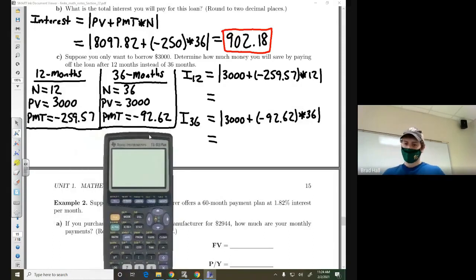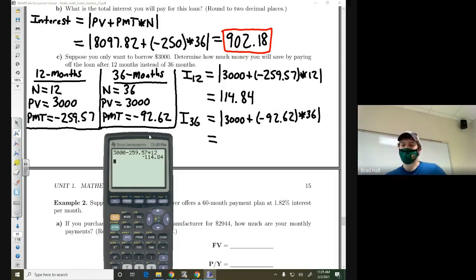So let's see the top one. 3,000 minus 259.57 times 12. So by paying it off in 12 months, the big summary to all of this is that I only paid an interest of $114.84.